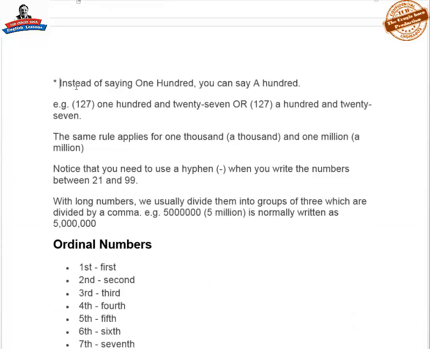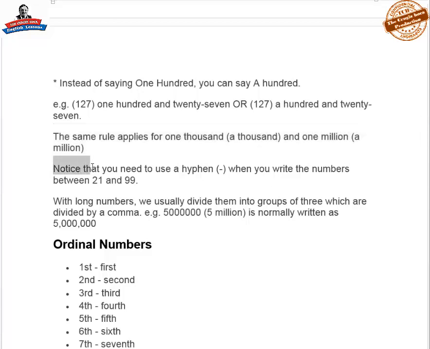Instead of saying one hundred, you can say a hundred. For example, one hundred twenty-seven or a hundred twenty-seven are the same. The same rule works with 1000. One thousand or a thousand, one million or a million.